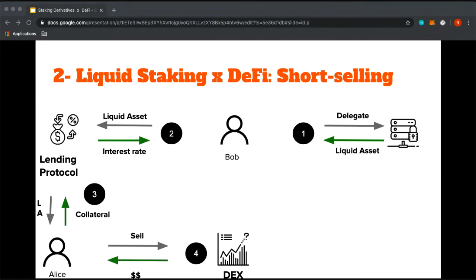And when we do this operation over and over again, what it allows us basically is to build a kind of leveraged short position, where Alice is going to be depositing the dollars that she received as collateral again, getting more liquid assets, selling them on the market, and getting more money, etc., until there is a very strong position that is built.